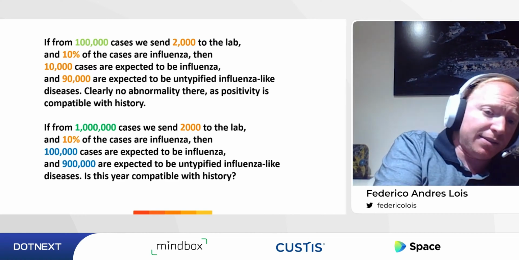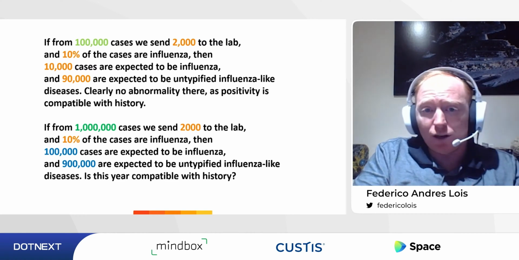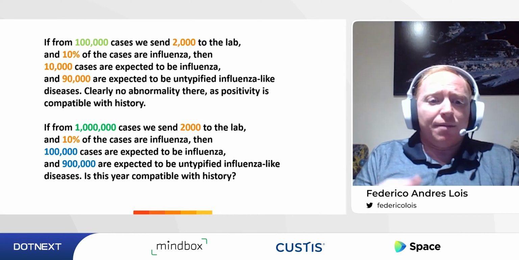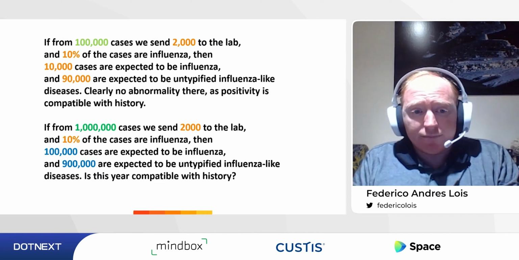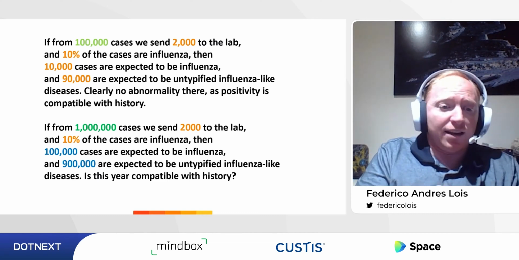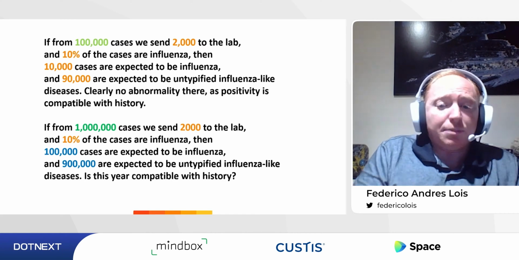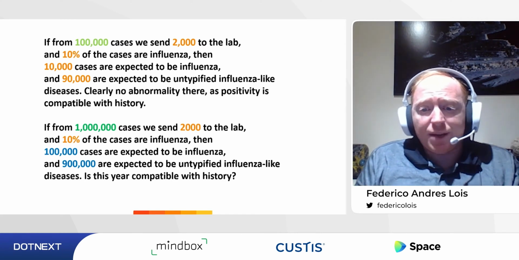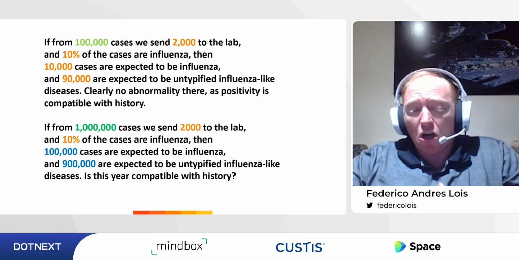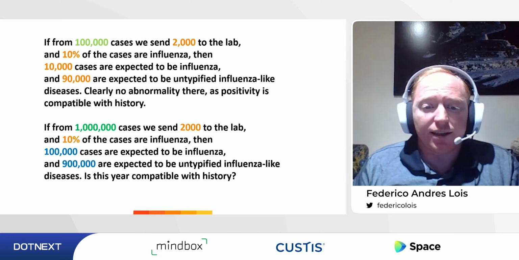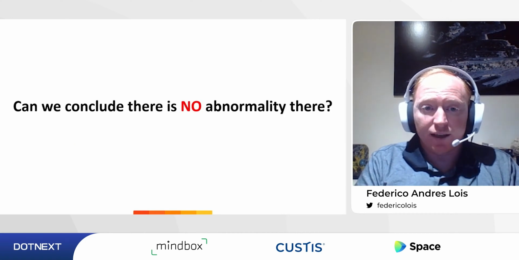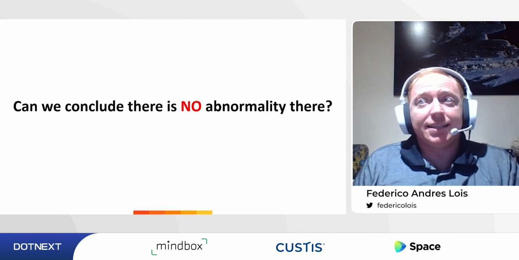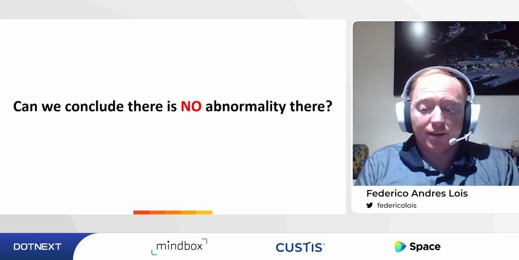So then we send that million cases. From those million cases, we send 2,000 to the lab, and we get 10% of the cases are influenza. So then you have 100,000 cases which are expected to be influenza, and 900,000 that are expected to be untypified influenza-like diseases. So my question to you is: is this year compatible with history? Which translates into, can we conclude there is no abnormality in there?